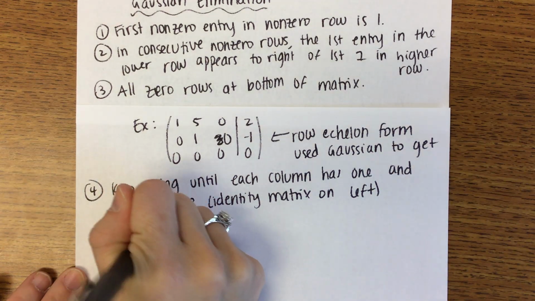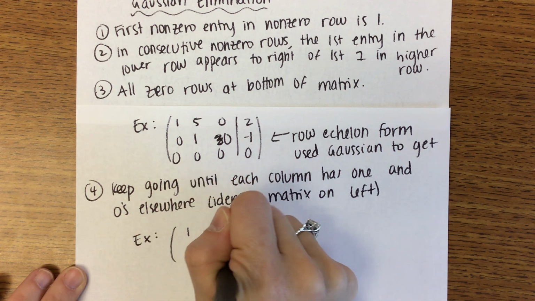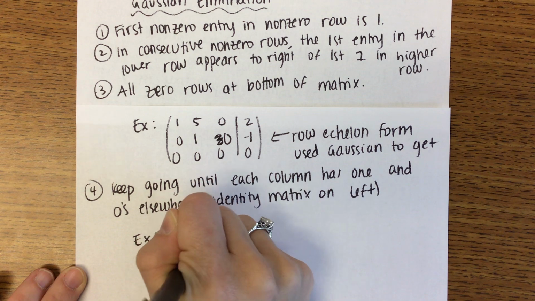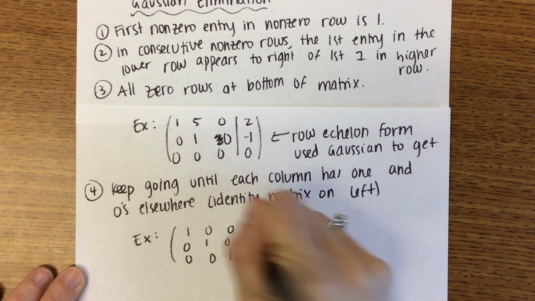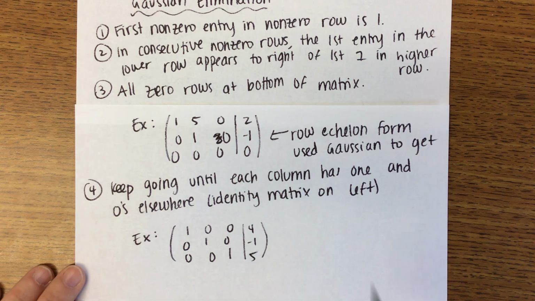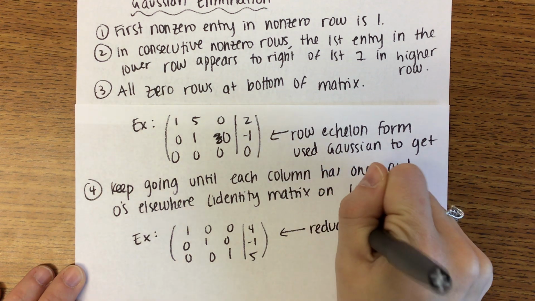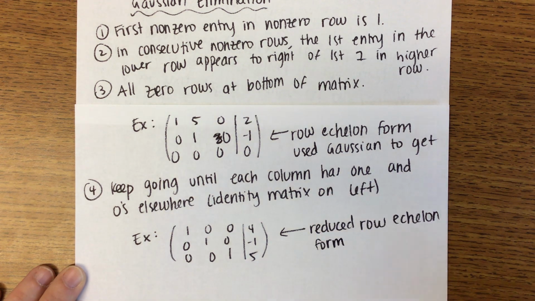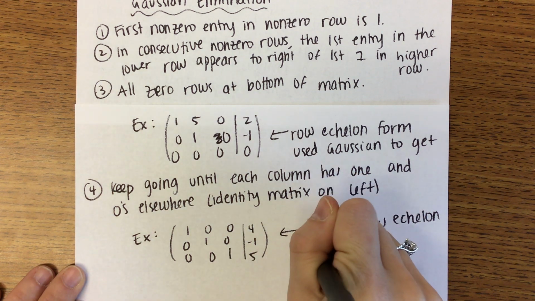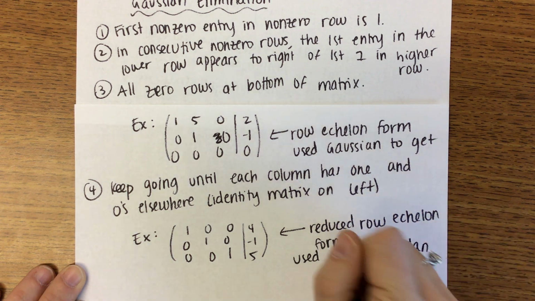So an example of that. On the left, you're going to have the identity matrix. You have zeros everywhere else. And then that's augmented with some numbers. So this is reduced row echelon form. To get here, you're going to use what's called Gauss-Jordan. It's called the Gauss-Jordan method.